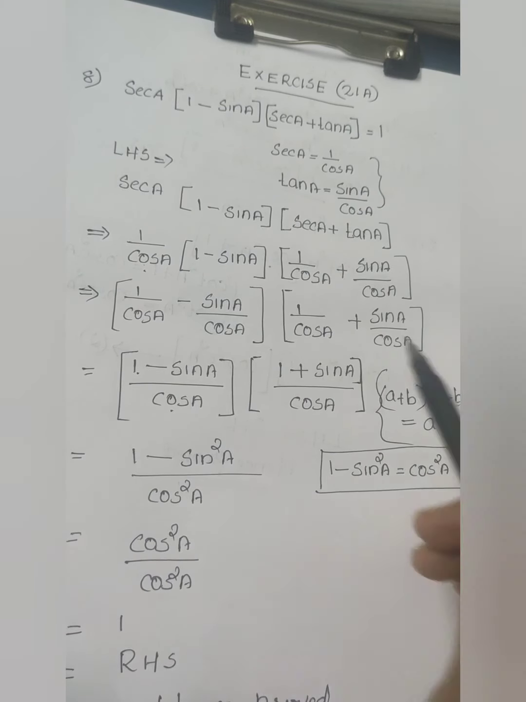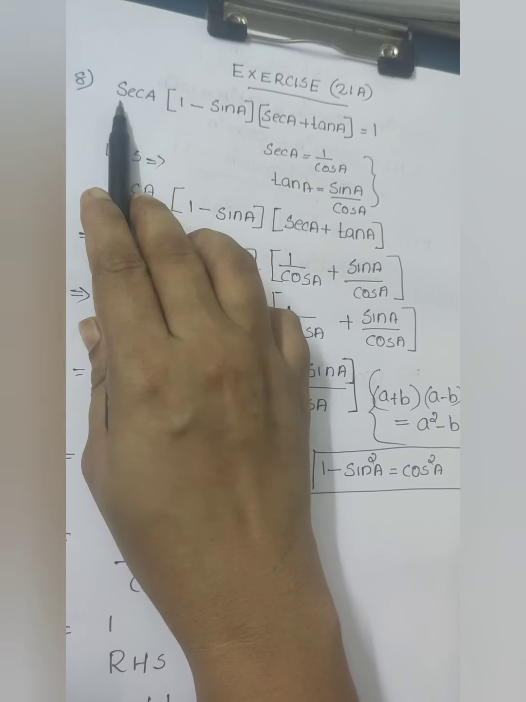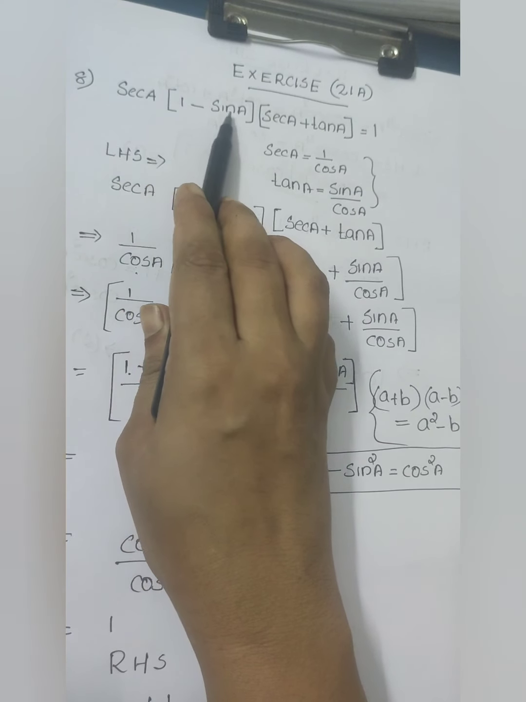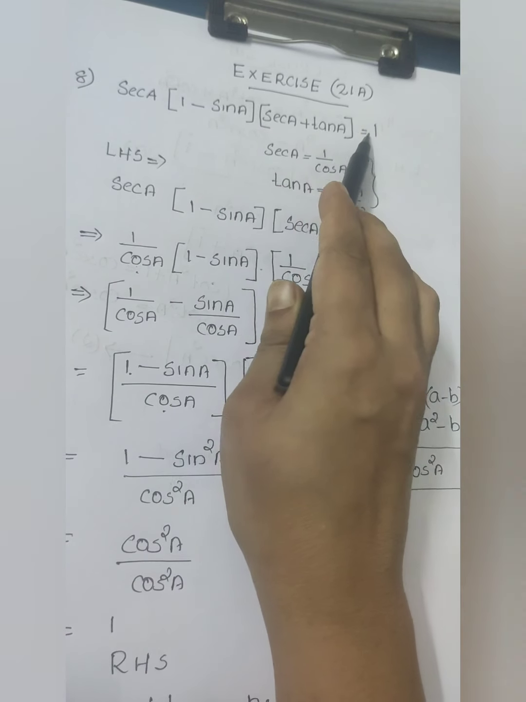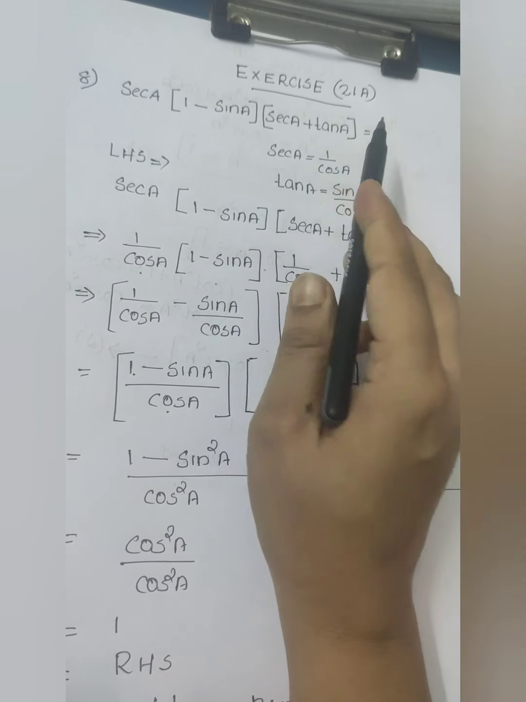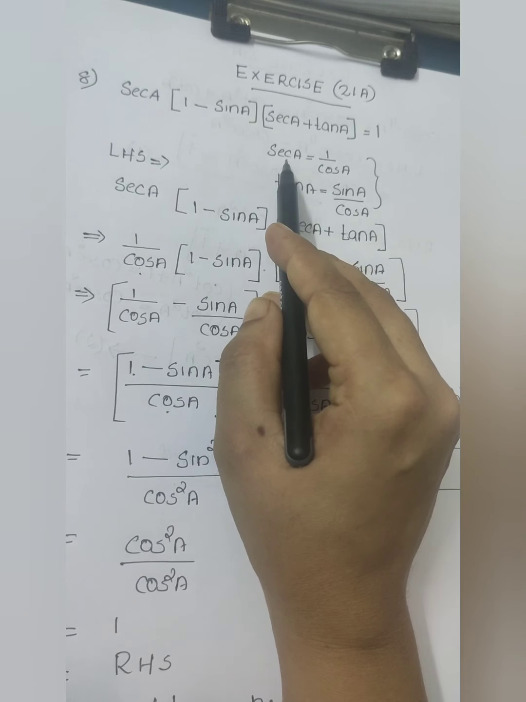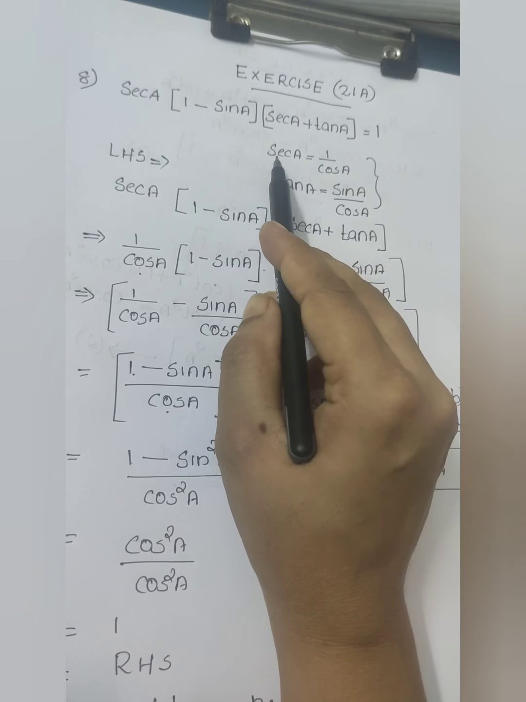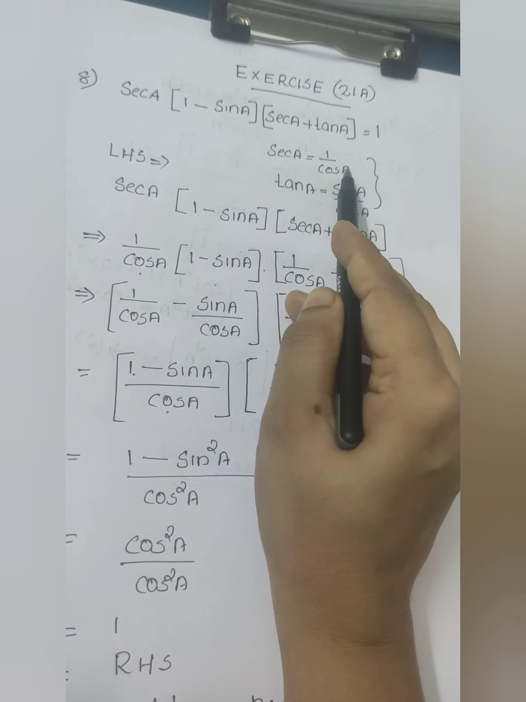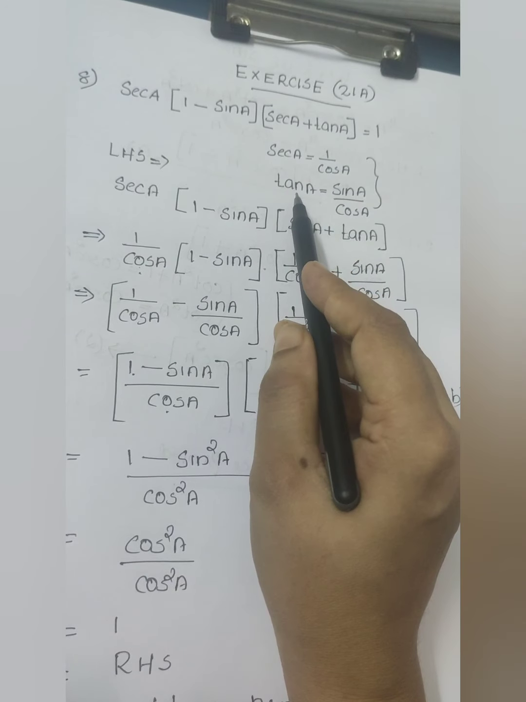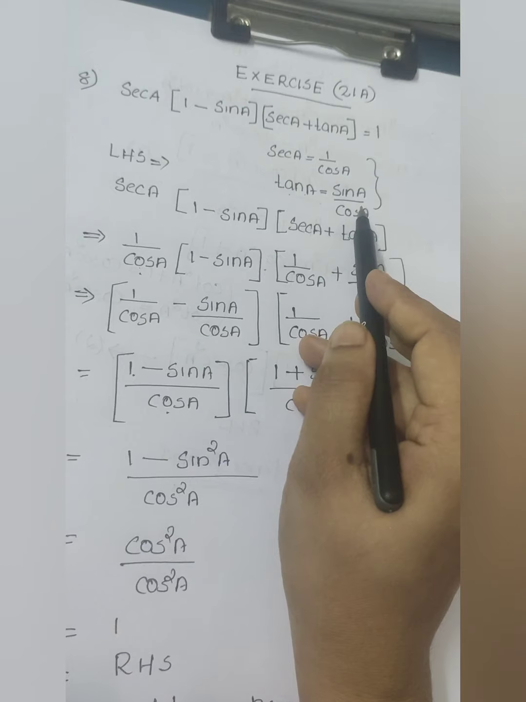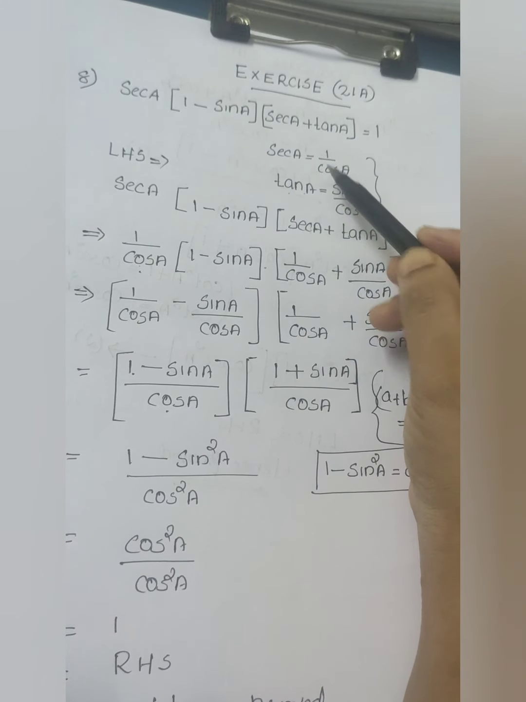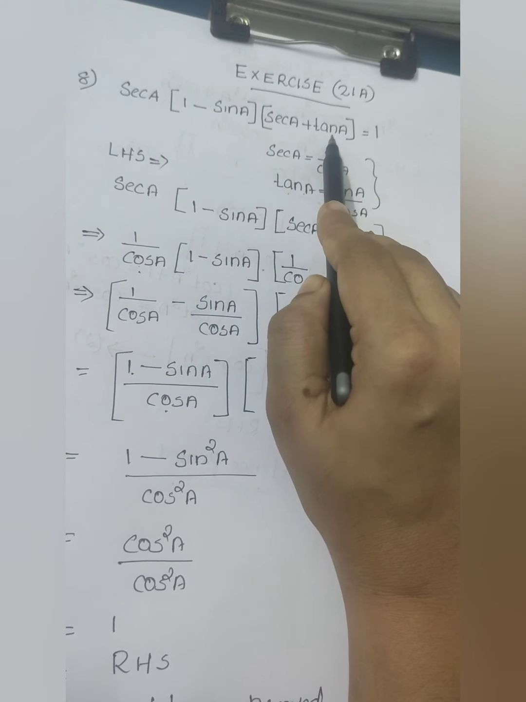Question number 8. Prove that sec a into 1 minus sin a into sec a plus tan a equals 1. From the reciprocal relationship, we have sec a equal to 1 by cos a, and from the quotient relationship, we have tan a equal to sin a by cos a. These two relationships we have to substitute here in the LHS part.